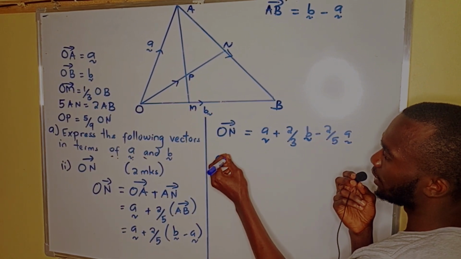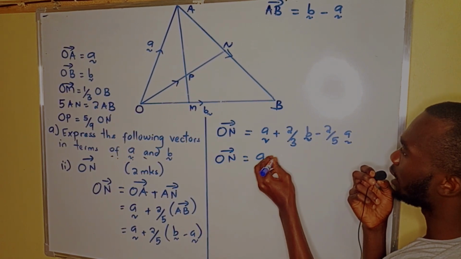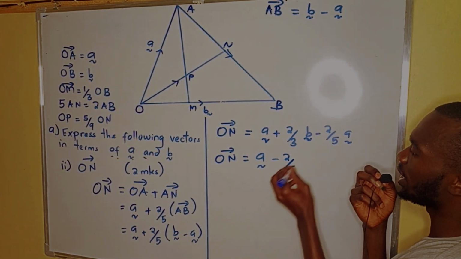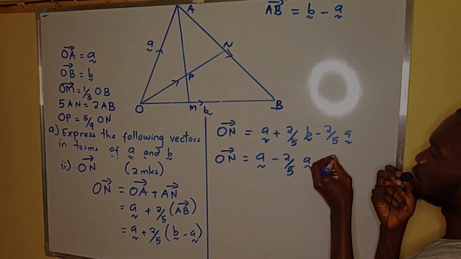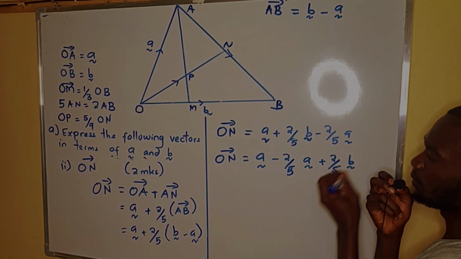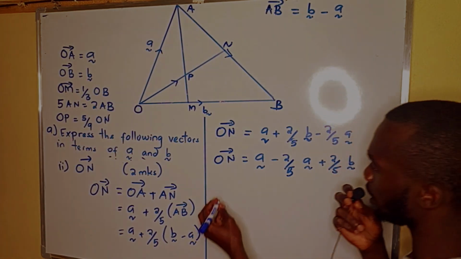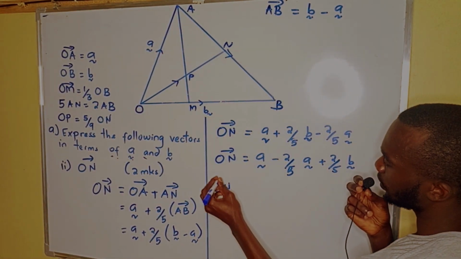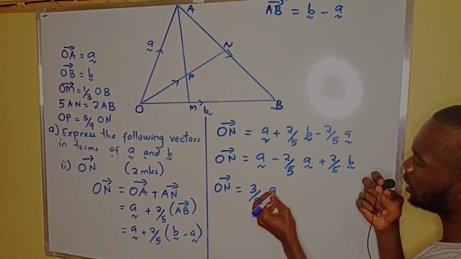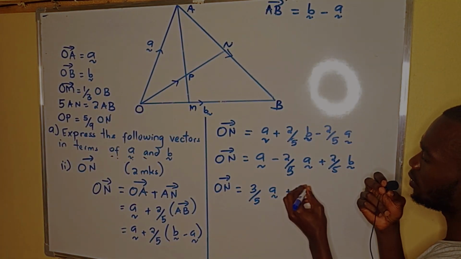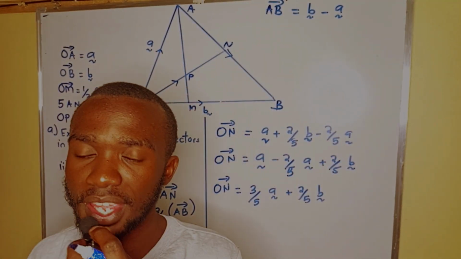So the ON is equal to A, that is collection of the like terms, minus 2 over 3 A, minus 2 over 5 A, plus 2 over 5 B. So that is ON. Now we are collecting the like terms to find the final value. So ON is equal to A minus 2 over 5, that is 3 over 5 A, plus 2 over 5 B. So that is vector ON in terms of A and B.